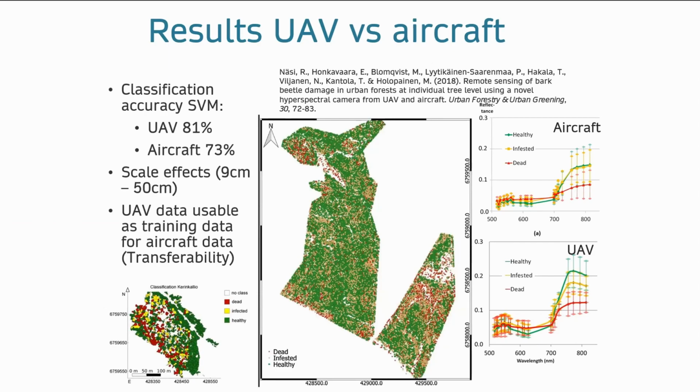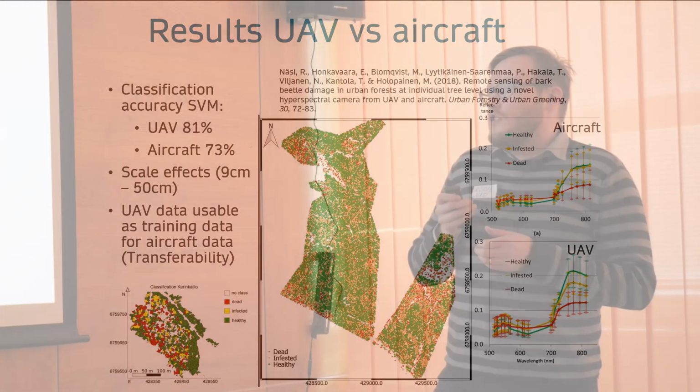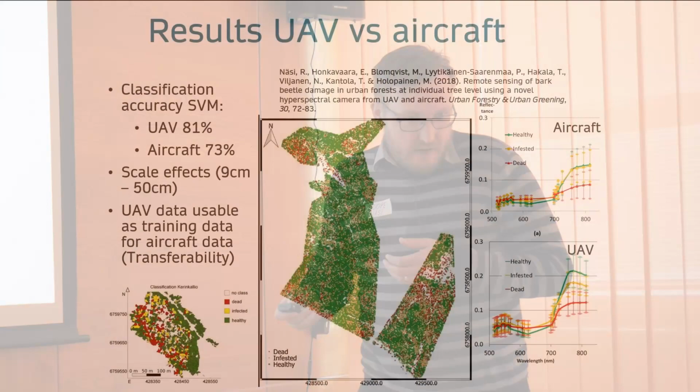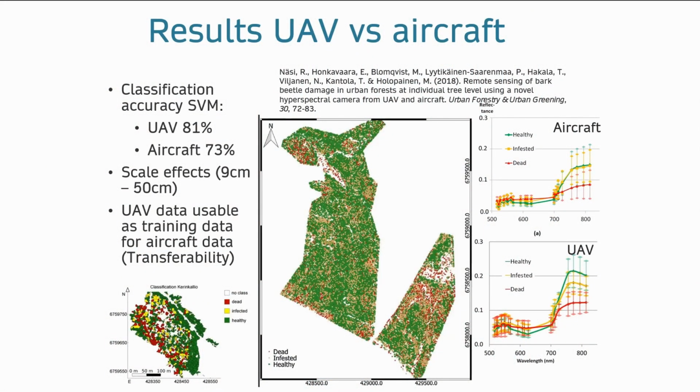And then one other interesting test we did during this experiment was testing if we can train the aircraft data using the drone spectra. So if we can transfer the drone spectra, so that we could use it as a reference for the aircraft, and we get quite nice results also with this. Here we can also see how the average spectra of the different classes were looking.